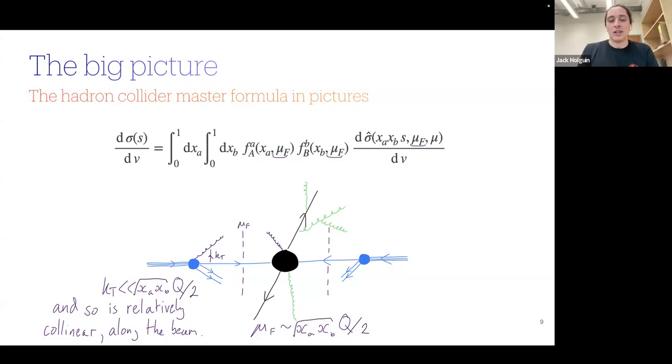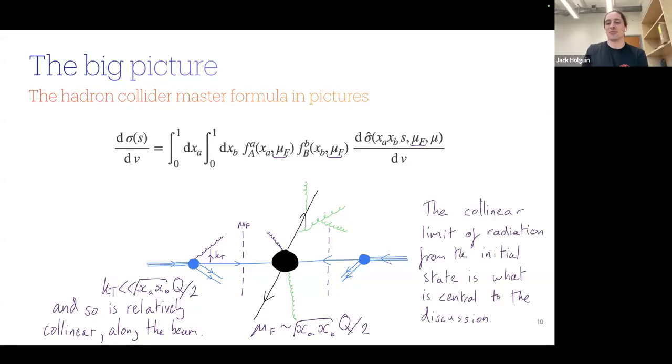Okay, so that's a very physical picture for what's going on. Does anyone have any questions about that before I move into doing it a bit more mathematically? If not, I'll proceed. And the main thing to highlight is that the object of discussion here is the collinear limit of radiation from the initial state. We're talking about gluons and quarks being emitted from the proton and their transverse momentum relative to the beamline. And we're asking questions about whether or not their transverse momentum is much less than the center of mass of the partonic collision. So they're relatively small transverse momentum going down the beamline.